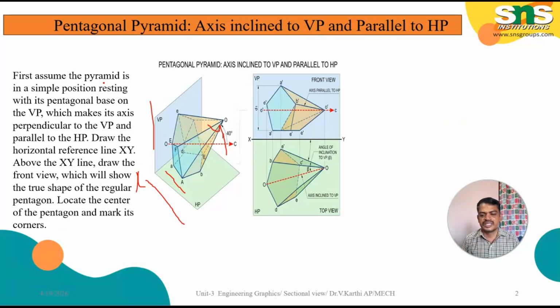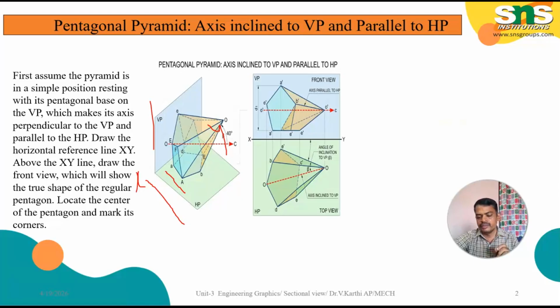Apply the inclinations: axis inclined to VP, axis parallel to HP. Inclination must be applied in the top view. Next, rotate the top view. Redraw or rotate the top view first. Make the axis inclined at 40 degrees to XY. Keep the axis parallel to HP.